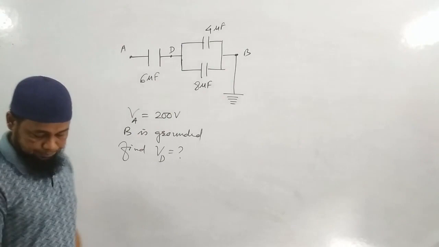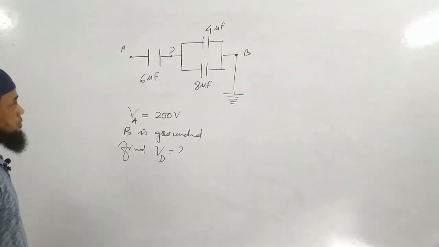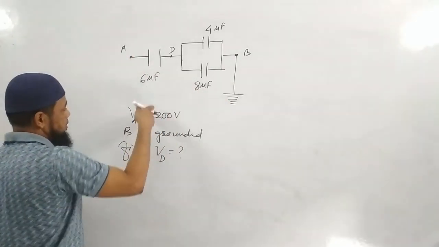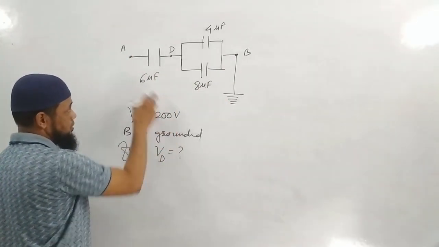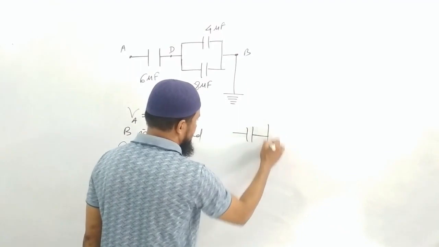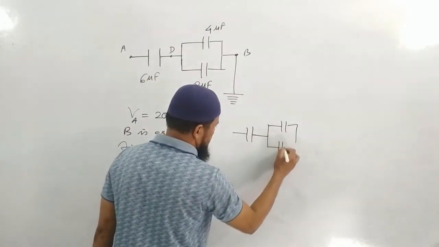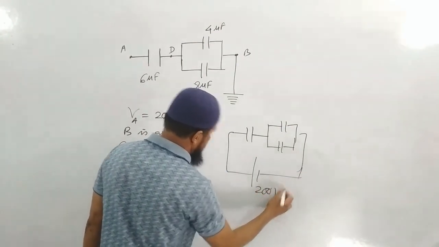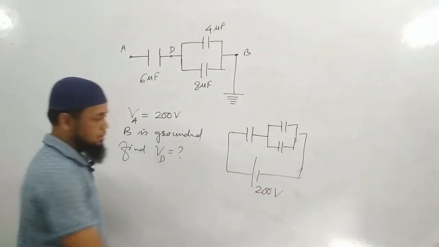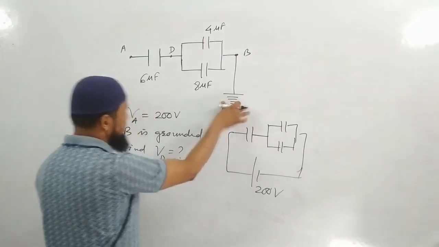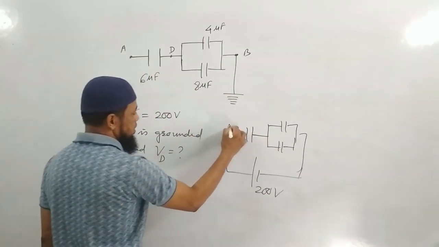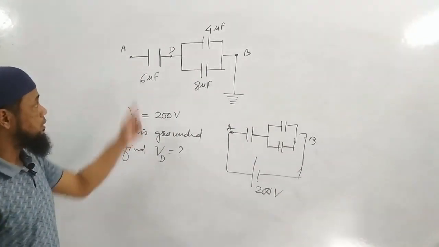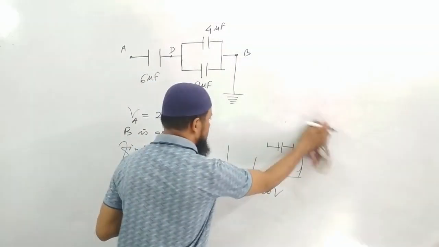How to solve this problem? That means between this point and this point, a battery of 200 volt is connected. This circuit is something like this, as if a battery of 200 volt is connected like this. This circuit and this circuit are the same. This is the negative terminal, assumed to be grounded, and this point is A, that is B.